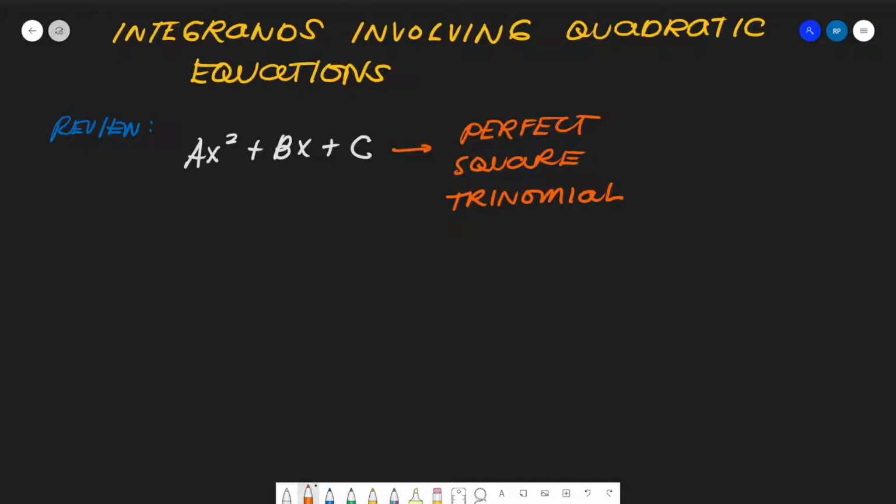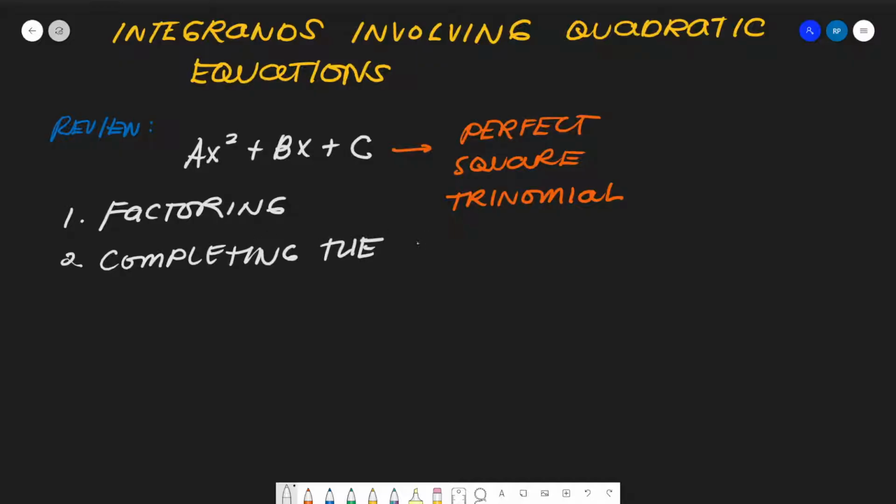First, of course, we have our factoring. Ginagawa natin to kapag yung ating quadratic expression is already a perfect square trinomial, PST na siya. The second method is completing the square. This is done naman kapag hindi perfect square trinomial yung quadratic expression natin. So from a non-perfect square trinomial, i-convert natin siya into a perfect square trinomial.